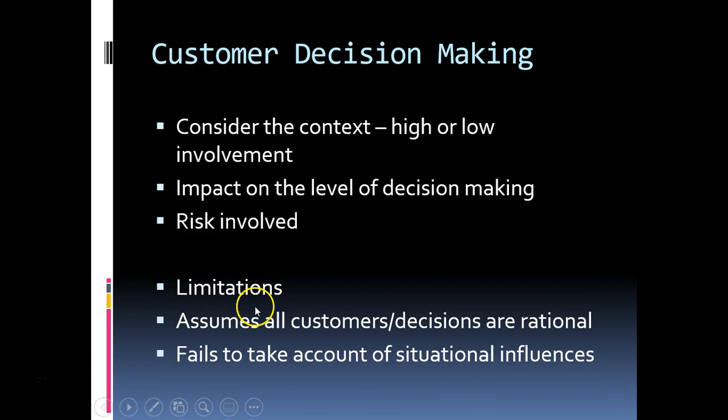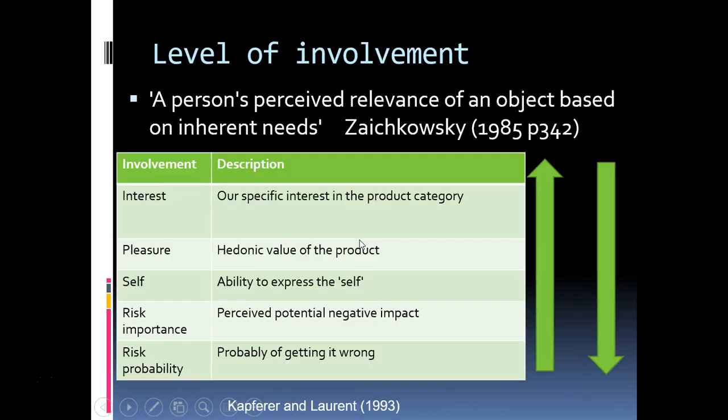So let's move on and have a look at levels of decision making. The level of involvement is about our perceived relevance of something based on our needs. We're looking at what our needs are, thinking about the need that we want to satisfy, and how important that particular object is to meeting our needs. So how involved in the decision might we get?